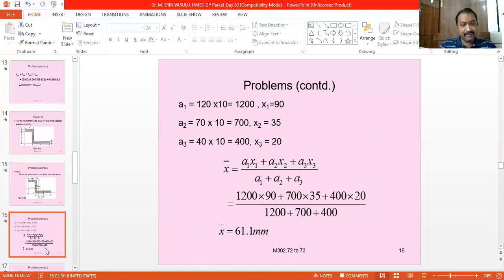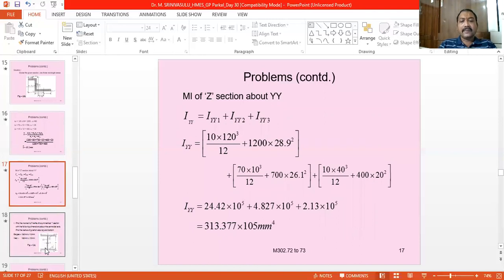Now x bar is equal to, by formula, a1 into x1 plus a2 into x2 plus a3 into x3, divided by a1 plus a2 plus a3. So by substituting the values, we will get x bar is equal to 61.1 millimeters.